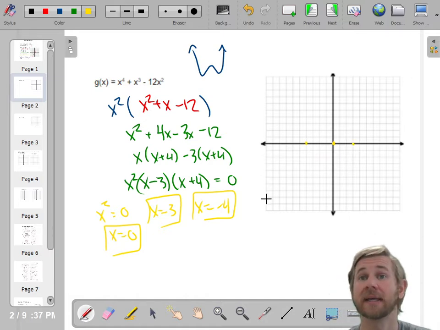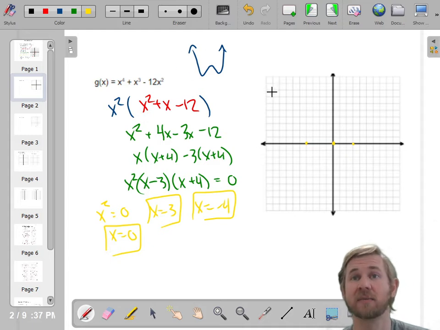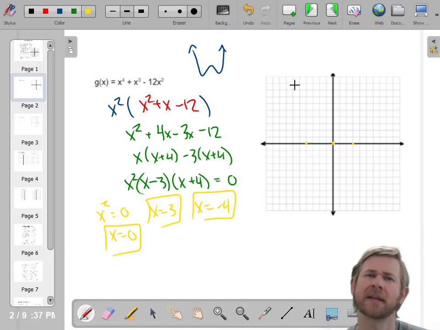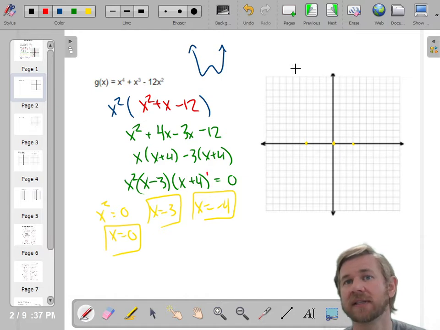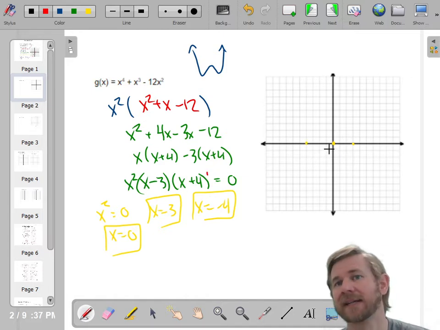Now I need to draw it, and since I know it's supposed to look like a W, I'm going to start up here. And I'm going to have to kind of think about this before I go. I want to have like a game plan. So I'm going to start up here. I'm going to get to negative 4. That's an odd multiplicity, so I'm going to pass through. And I'm going to go back to 0.